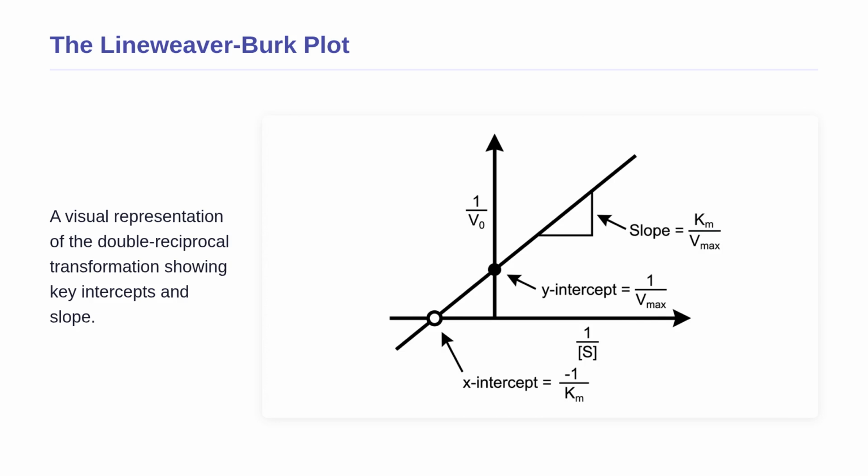This is the y-intercept, which instantly reveals 1 over the maximum velocity. Now look to the left at the open circle on the horizontal axis. This is the x-intercept, showing -1 over the Michaelis constant. Finally, the steepness of the line is defined by the slope, Km over Vmax. This single straight line gives us every piece of kinetic data we need at a glance.